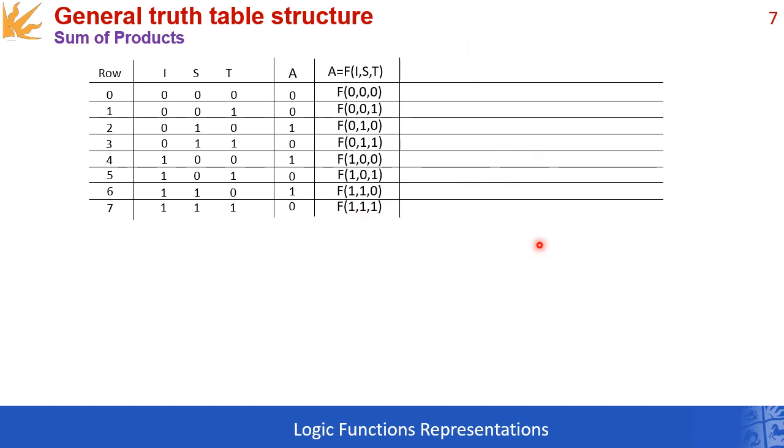So what is the extra column you're going to have here? It's a column of what we call the minterms. Take a minute and notice how we express minterms.